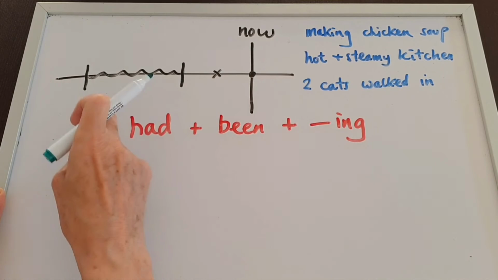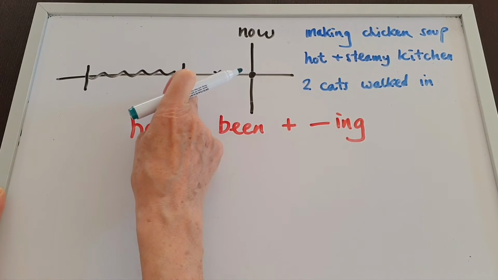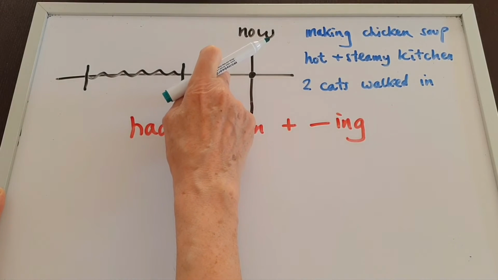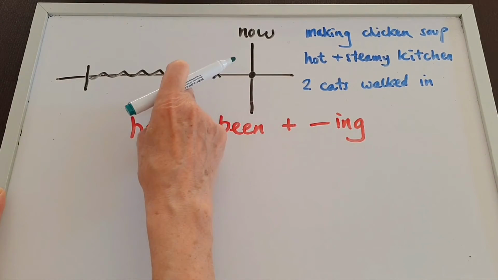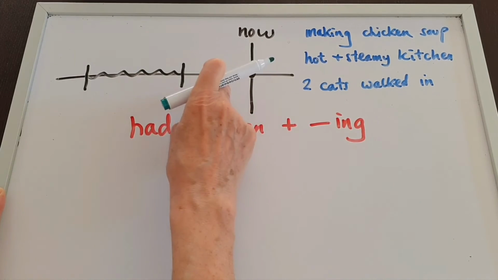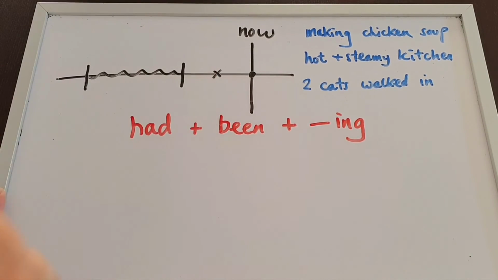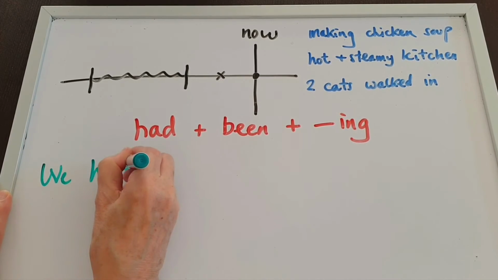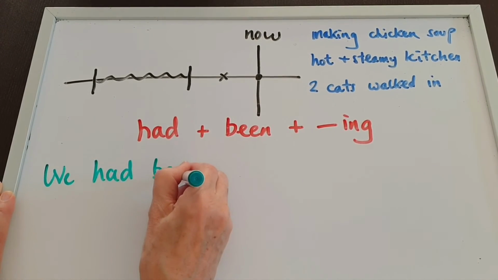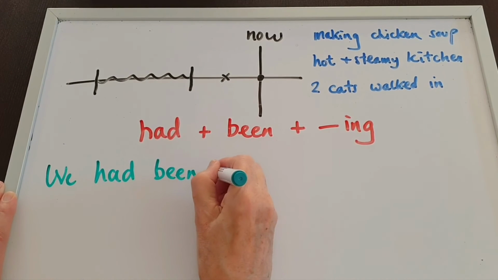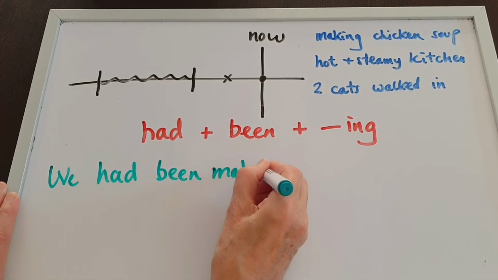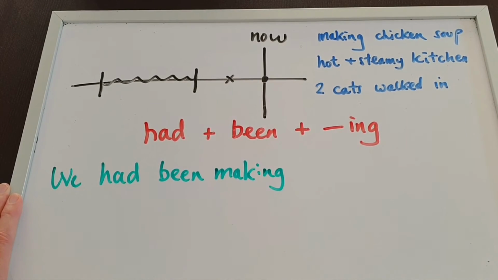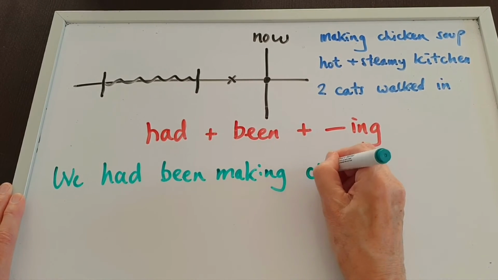Okay, our two events in the past. Making chicken soup here and the cats walked in here. The first part, past perfect continuous. The second part, past simple. Let's have a look. As making the chicken soup is the most important thing, we start with we had been making. So you've got had plus been plus making the chicken soup. We had been making chicken soup.